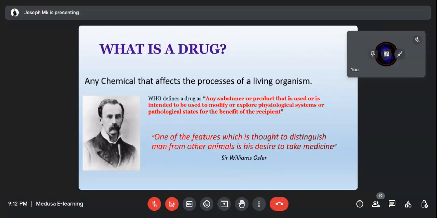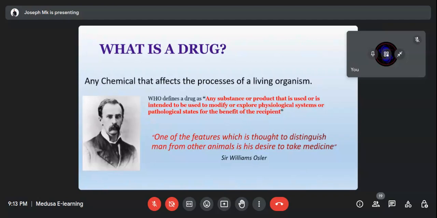I know it's so simple to define a drug as a chemical that affects the process of a living organism and you end there. But for you to get full marks, I would recommend that you get used to the WHO definition of a drug, which is defined as any substance or product that is used or is intended to be used to modify or explore physiological systems or pathological states for the benefit of the recipient. So you, as the one receiving the drug, you need to benefit from it.